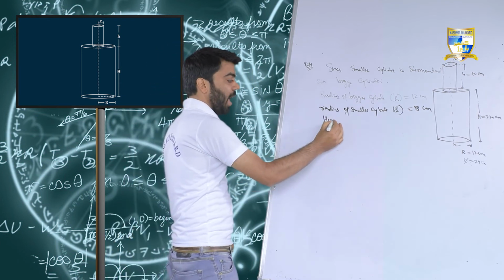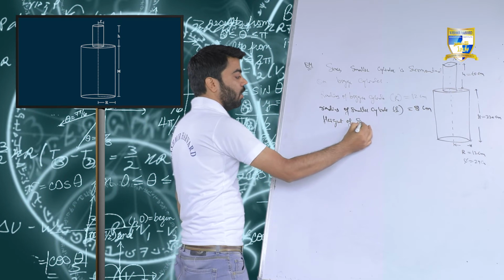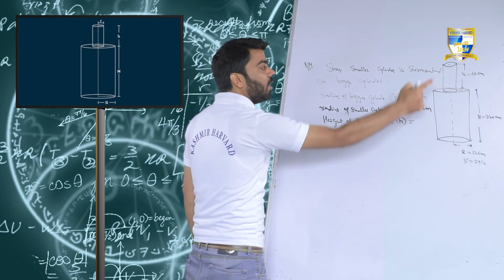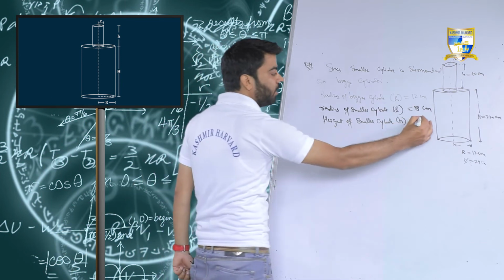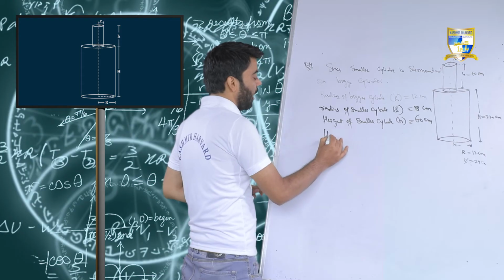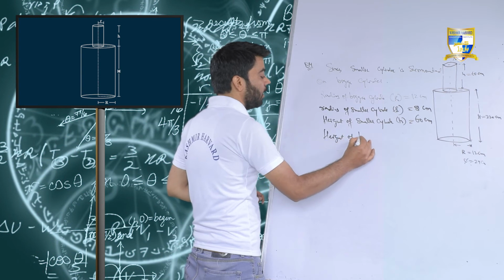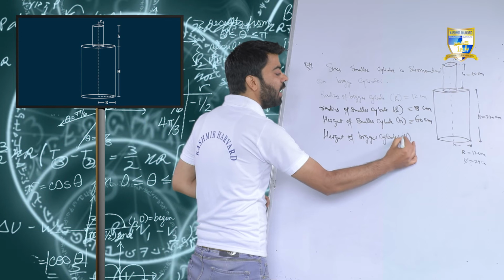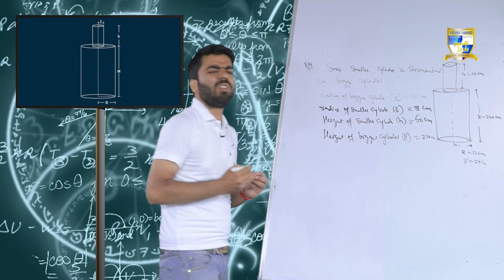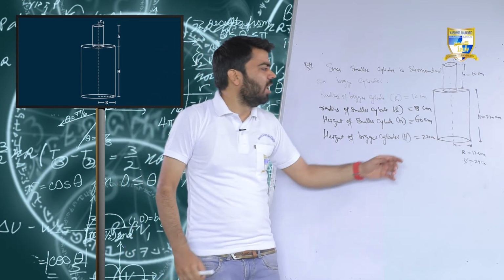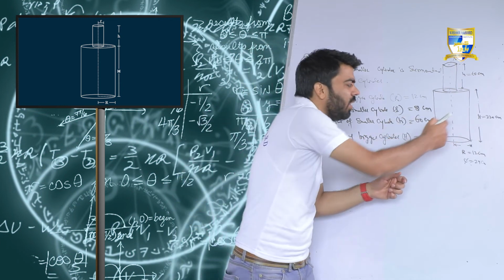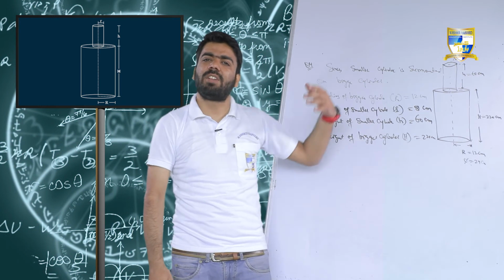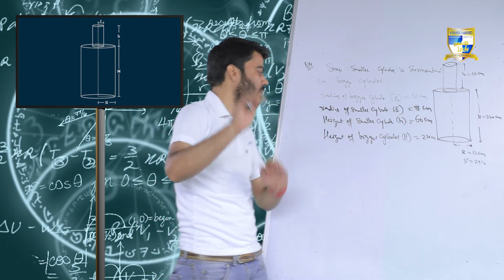Also, height of the smaller cylinder, that is small h, that's equal to 60 centimeter. Height of the bigger cylinder, or we can write like this, capital H is equal to 220. We can also write this way: this is one cylinder, we can name it 1, and we can name it 2. Then we write the cylinder 1, its height, its radius, like that also. No problem at all.